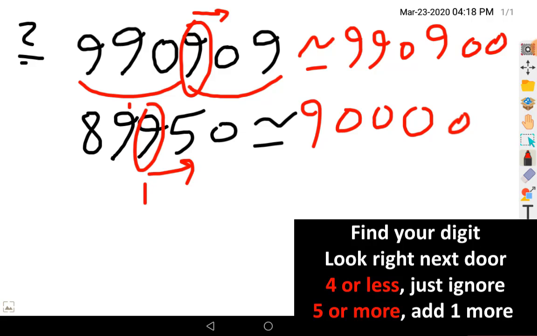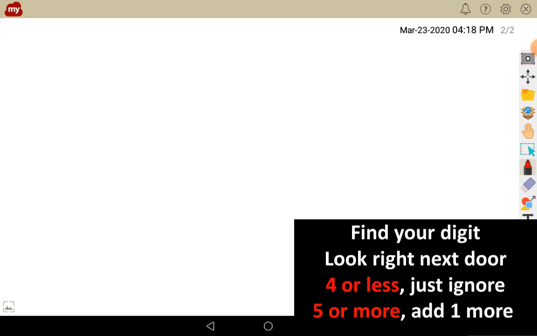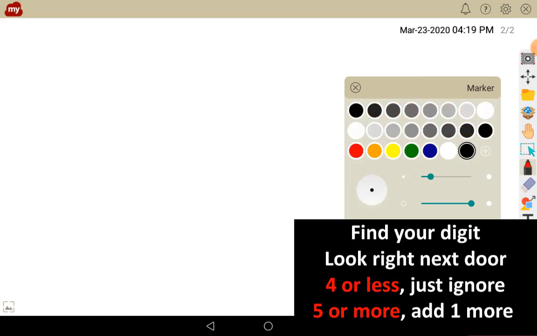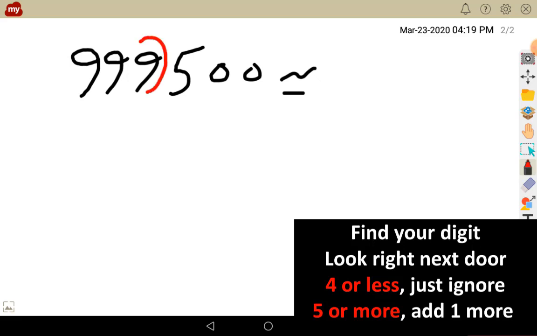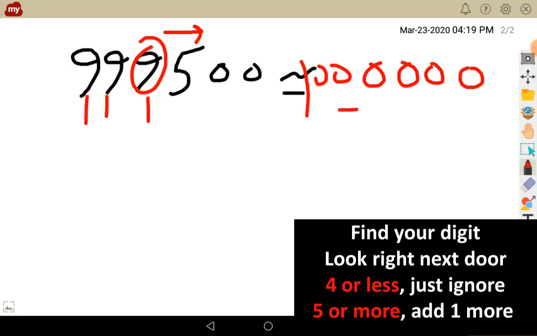Let's see another drill. Drill 3, we don't have problems, but just the last one, I'll give you an example of what they ask about. 999,500 to the nearest thousand. This is thousands. Look right, it's 5. Add one more, so I'll add one more. 0 0 0 0 0 10. This is the right answer. 1,000,000.